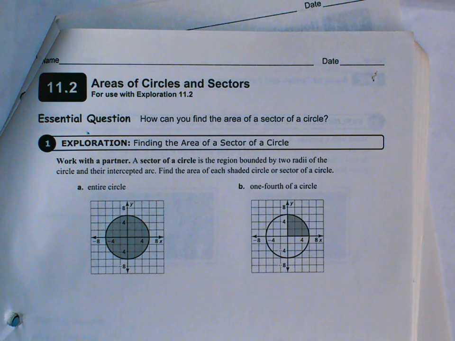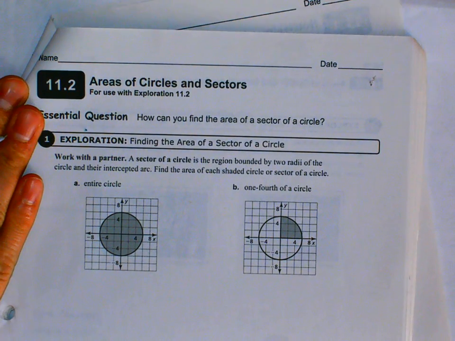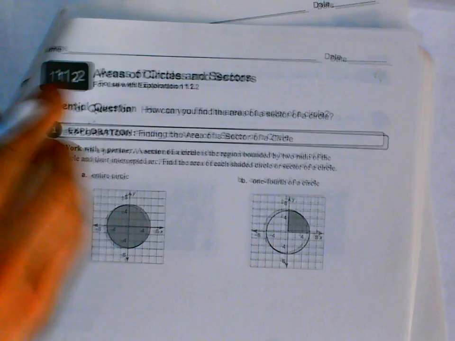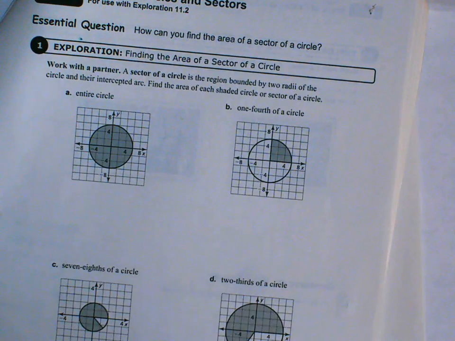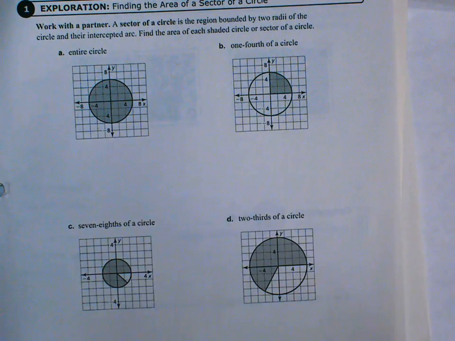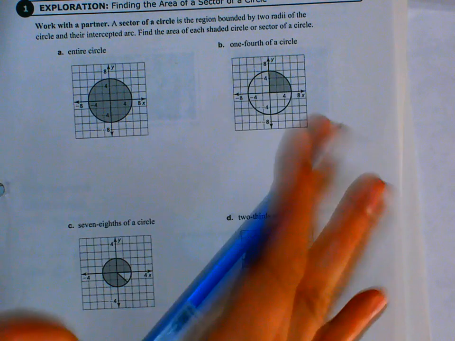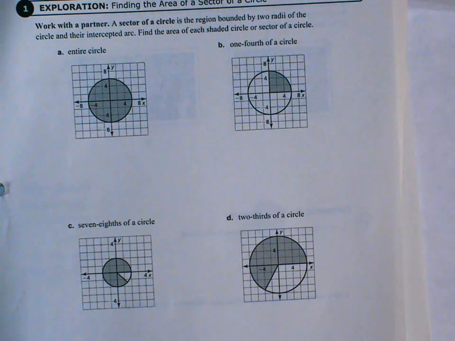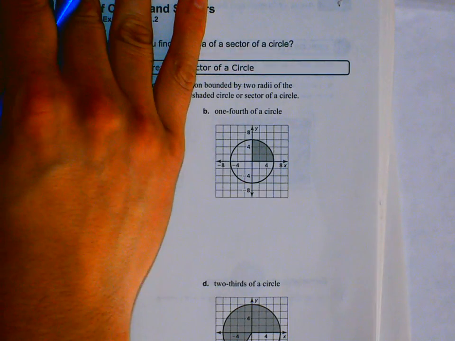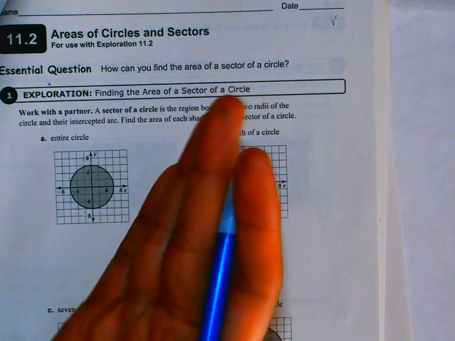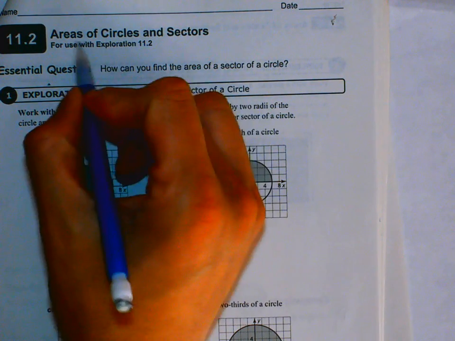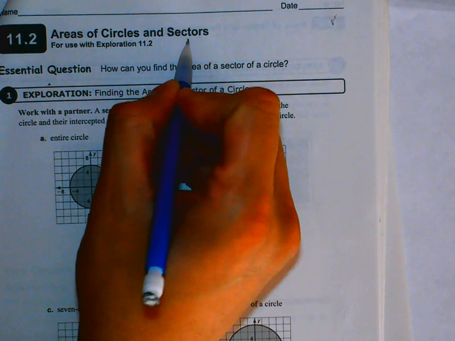Okay, so we are now on page 319, areas of circles and sectors. Now, the exploration is pretty much introduced in the same manner as before, so I'm not going to bother going through this because it's pretty much going to be the same idea. The only difference is that instead of using the circumference of a circle, we're going to use the area of a circle because now we're going to talk about areas of circles and sectors.